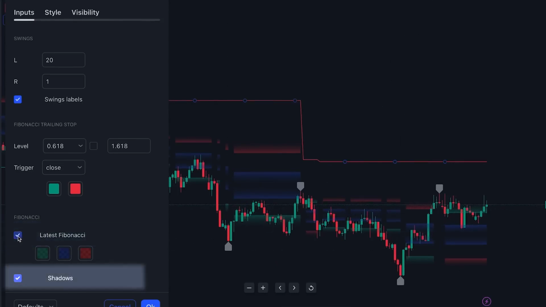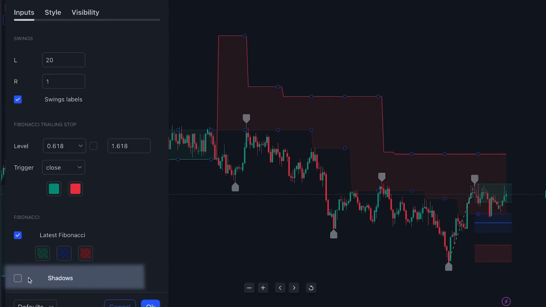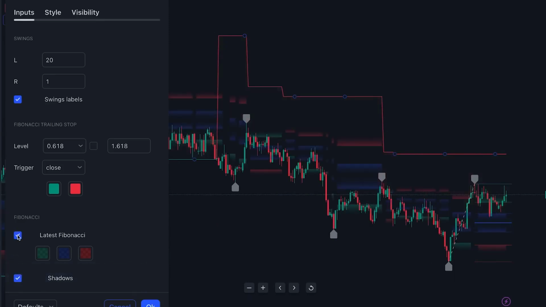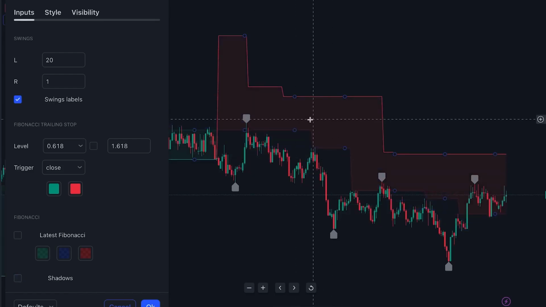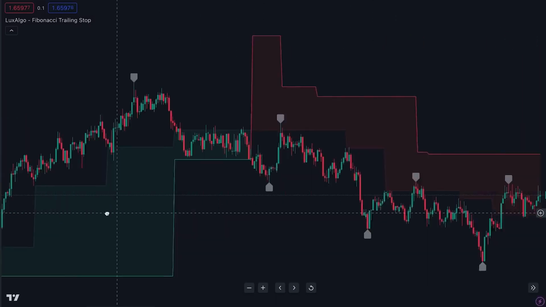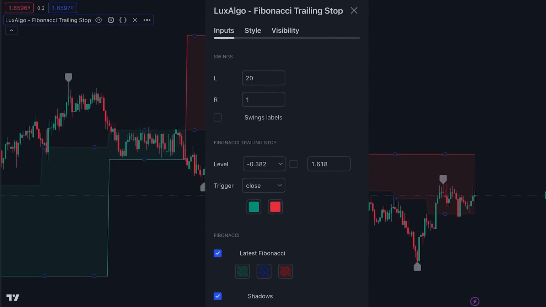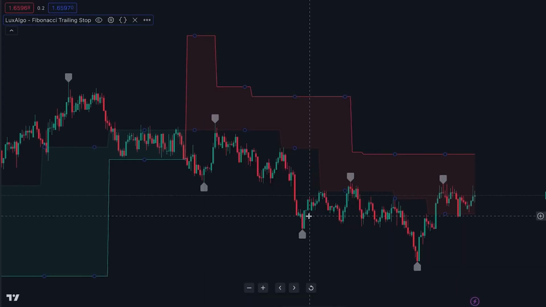The Shadows option, when disabled, will remove the internal Fibonacci sequences being drawn and only provide an area based on the trailing level selected here. For instance, if I have the trailing stop level set to 0.618 and I disable Shadows, now you'll see that only the area above or below the 0.618 level is being colored. Let's reset the options back to defaults, and then we can discuss how this indicator is designed to be used.